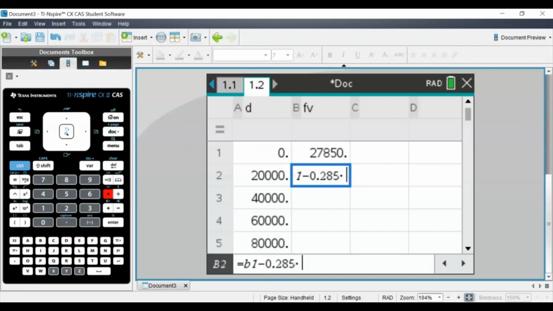0.285 times D1 times D2. Let's do it again. No, A2, sorry, not D, A2. That's better. A2 should be A2.